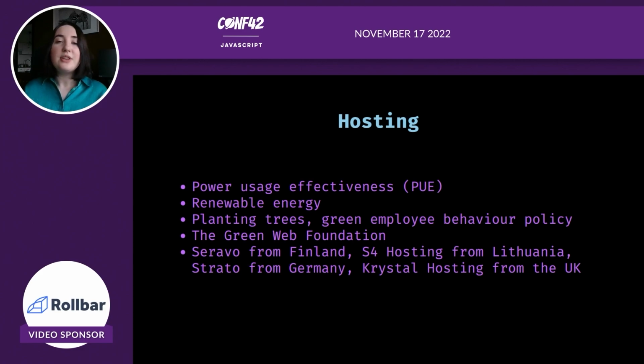Hosting. Every time you pick a hosting provider, take a look at the power usage effectiveness, so PUE, of the data center that your hosting provider is using. The lower the number, the better. Think also about the policy of your hosting provider, because some of them are using, for example, green employee behavior policies. They are planning to plant trees and so on and so forth. So they are doing much more than just using less power-hungry data centers.